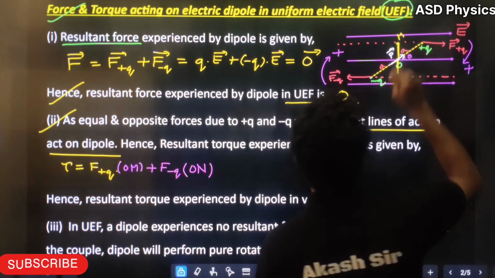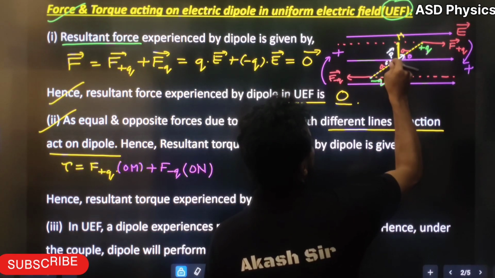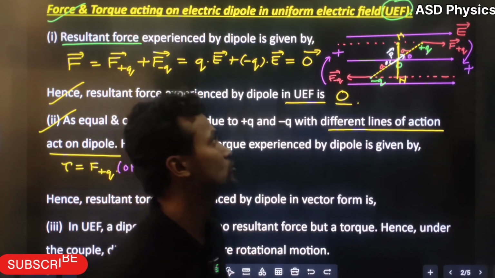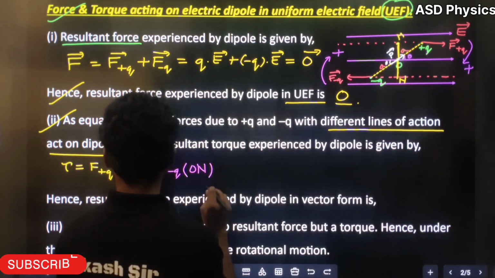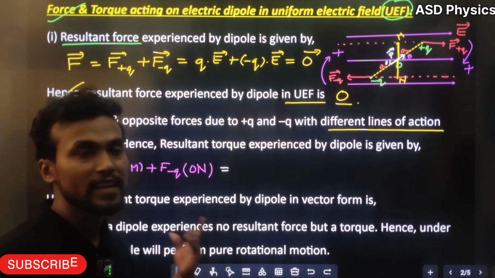From minus Q to plus Q charge here. Okay, so you know this angle is theta, then what about this angle? This angle is also theta only. So when you use a little bit of trigonometry, you can get OM will be how much? AN sin theta, and ON will also be how much? AN sin theta. That one will arise here.